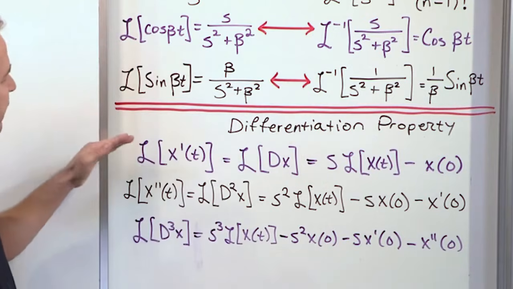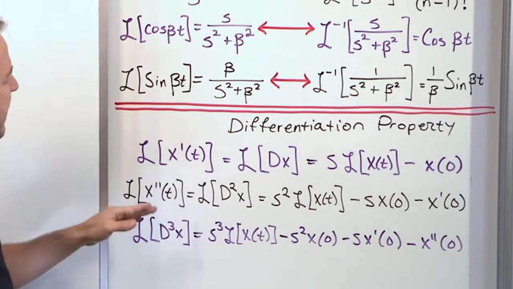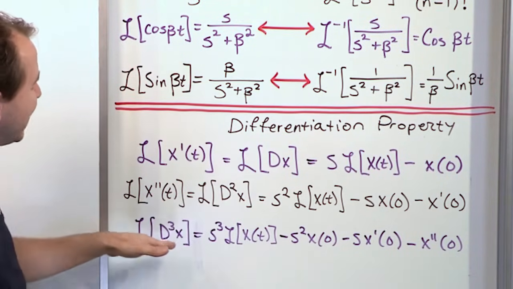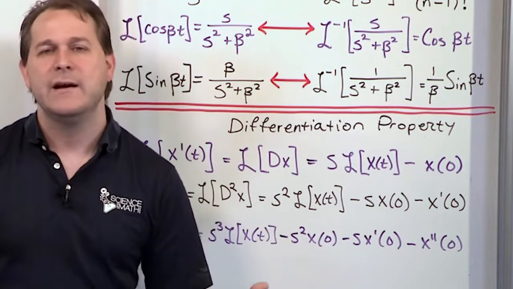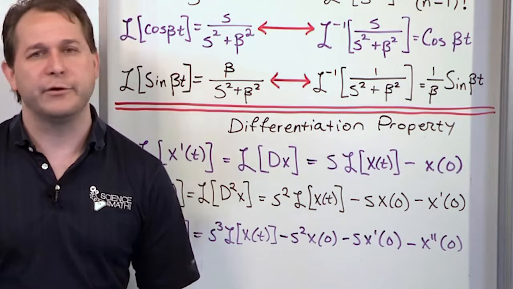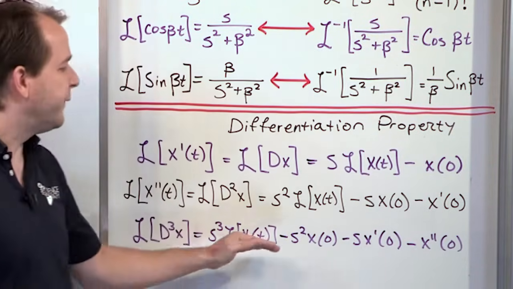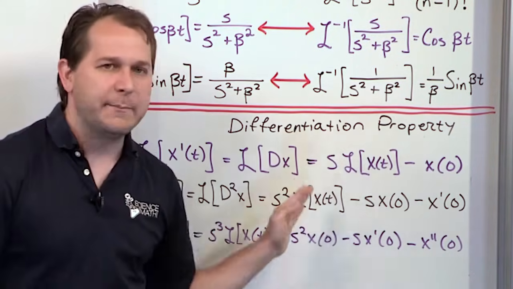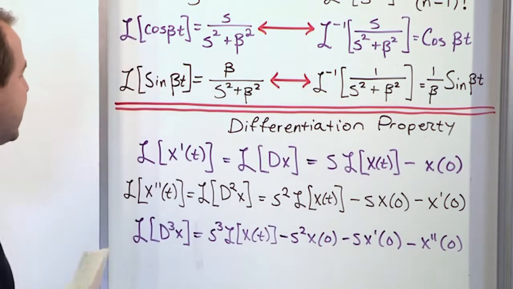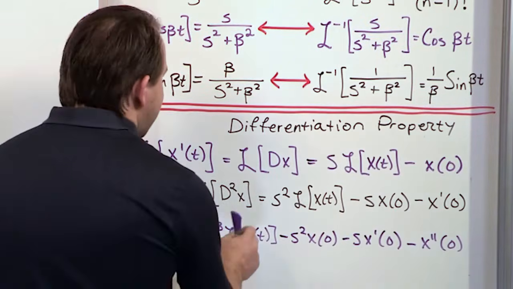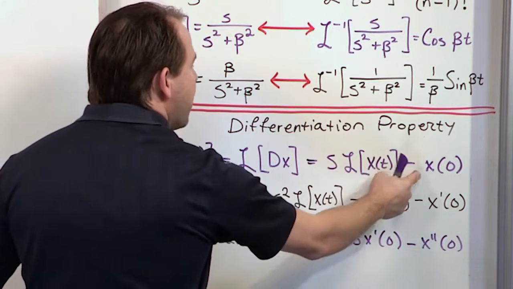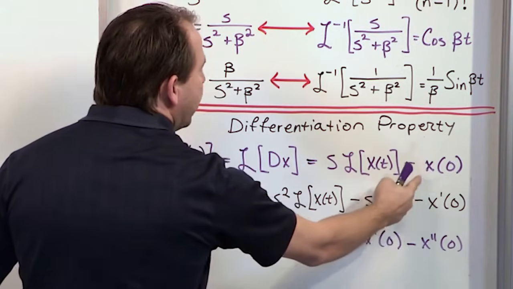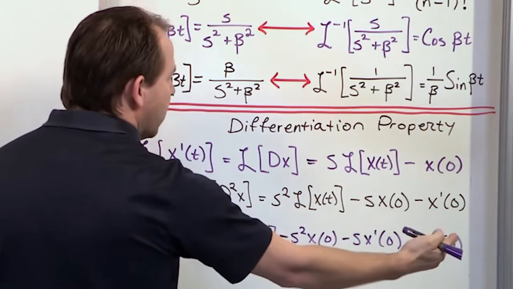But most equations have at least a first derivative. Many of them have a second derivative, and occasionally you'll have a third derivative. So really, what I have on the board is going to get you by on most problems that you'll ever encounter. If you have to go to a fourth or fifth derivative, you just look at the pattern that's developing here. So let's go over that now. Notice that if it's a first derivative, it's s times the Laplace transform minus the initial condition. The initial condition always starts at x of 0.